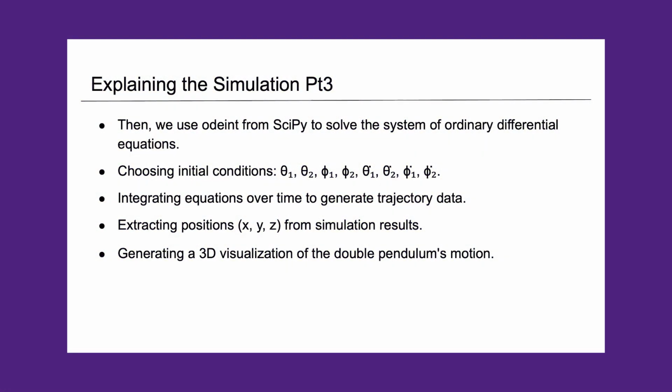Then we use a function from SciPy, which is a library from the programming language we used. We used odeint, which stands for Ordinary Differential Equation Solver, to solve this system of ordinary differential equations. Just a side note, right now these are 4 second-order differential equations, but the odeint function doesn't accept second-order differential equations, so we had to split them up into 8 first-order ones. From there, we chose different initial conditions representing the velocities for theta 1, theta 2, phi 1, phi 2, and different positions.